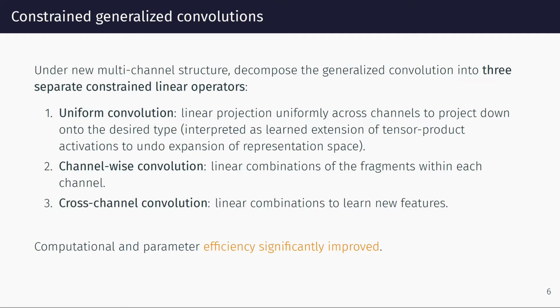Under this new multi-channel structure, we decompose the generalized spherical convolutions into three separate constrained convolutions. Firstly, a uniform convolution to project down to the desired shape, followed by channel-wise and cross-channel convolutions that can be seen as analogous to depth-wise separable convolutions often used in planar CNNs. These constrained convolutions significantly improve computational and parameter efficiency.